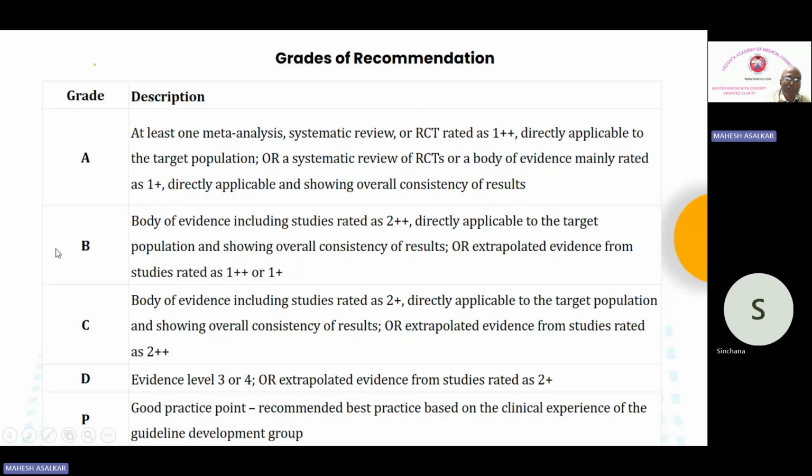When we talk about the grade B recommendation, it is based on the body of evidence including the studies which are rated as 2++, directly applicable to the target population and showing the overall consistency of the results, or it is extrapolated evidence from the studies rated as 1++.